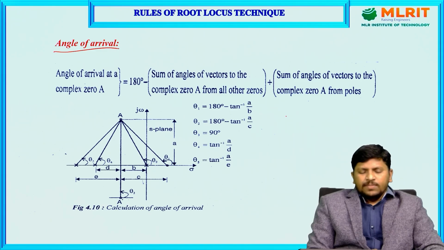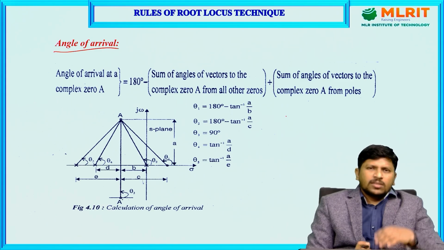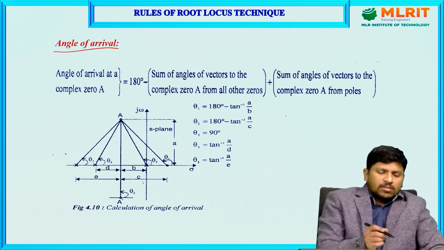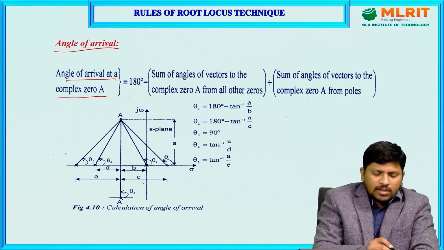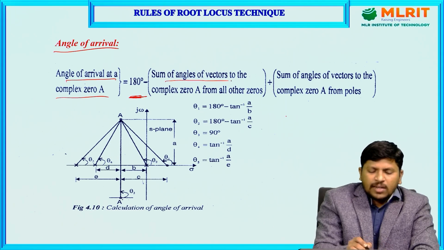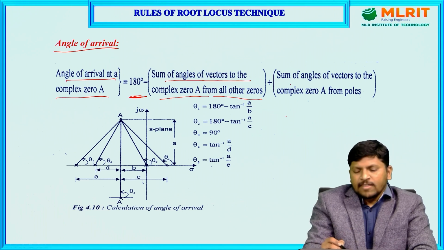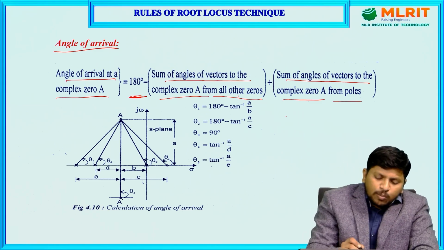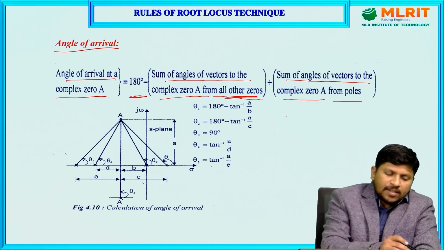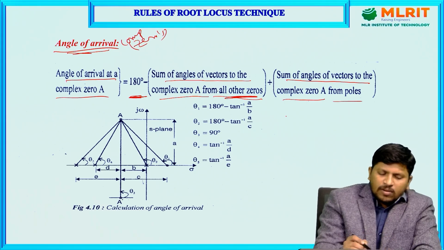Angle of arrival means what? Angle of departure is for complex poles, and angle of arrival is for complex zeros. Angle of arrival at complex zeros is 180 degrees minus the sum of angles of vectors to the complex zero a from all other zeros, plus the sum of angles of vectors to the complex zero a from other poles. Here the poles and zeros come first, because angle of arrival is only for complex zeros.